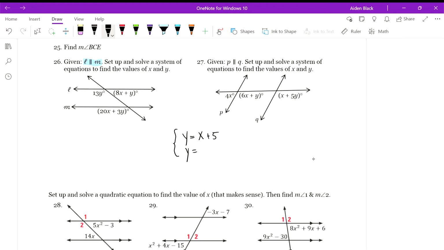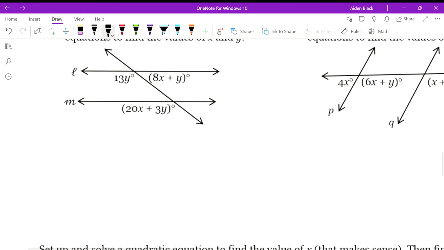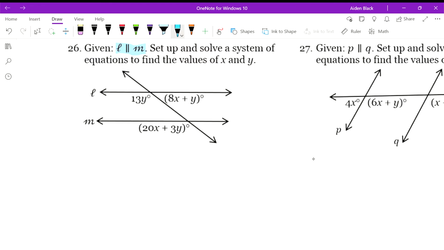So something like this, in which case you're able to either substitute, eliminate, or solve by graphing. So let's check out what we have here. Automatically I'll look at these two angles right here and say these make a linear pair. Linear pair supplementary, so we know that those two add up to 180 degrees.